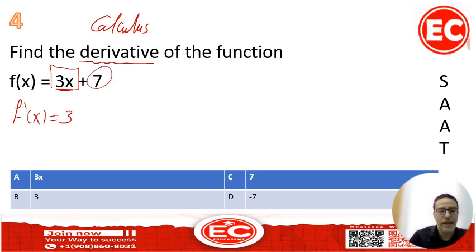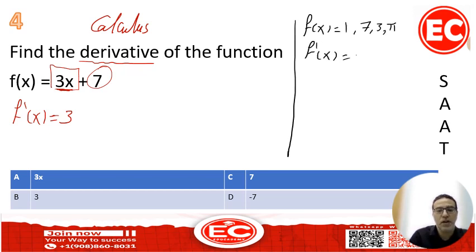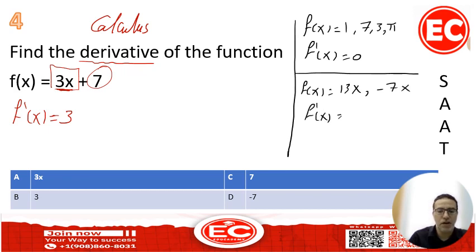So don't forget that. If you have a function and this function is equal to 1 or 7 or 3 or even pi, the derivative of this function is equal to 0. Don't forget that if you have a function and this function, for example, is equal to 13x or negative 7x, the derivative of this function is the coefficient.